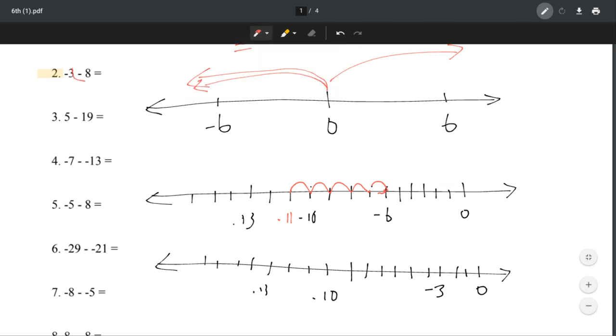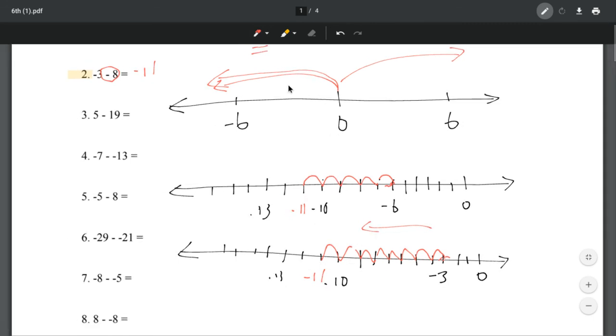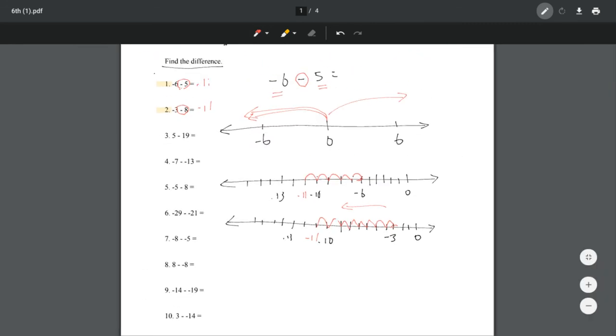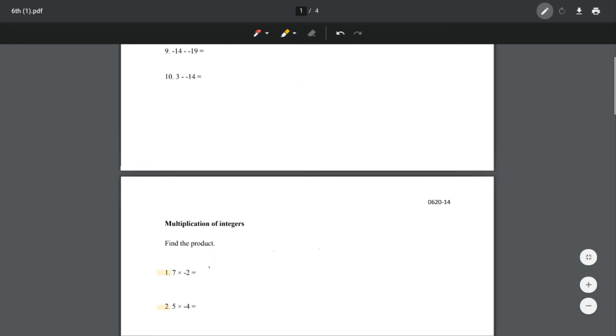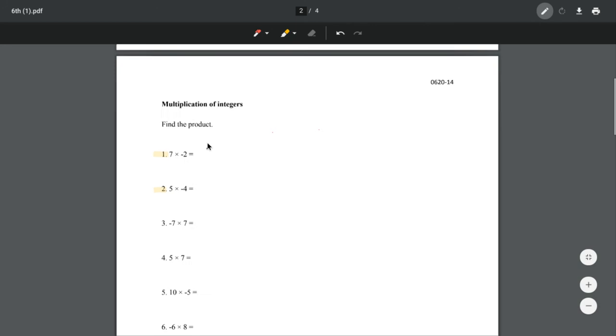And so, again, because we're subtracting 8 from -3, we know that we're going to move 8 units to the left, right? We're going to move to the left 8 times. We go 1, 2, 3, 4, 5, 6, 7, and 8. And we land at -11. And so our answer is -11. Okay? So go ahead and solve the rest using a number line. And we're going to move on to the next page.